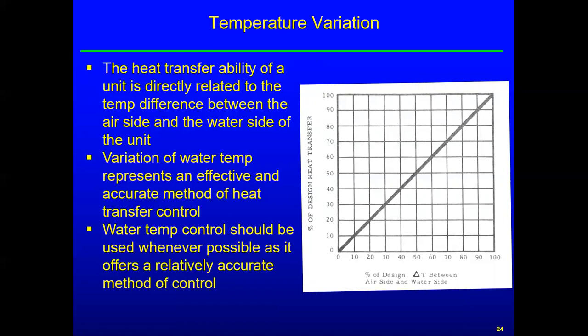Variations of water temperature represent an effective and accurate method of heat transfer control. So this actually works pretty darn well in the field. Water temperature control should be used whenever possible, as it offers a relatively accurate method of control.